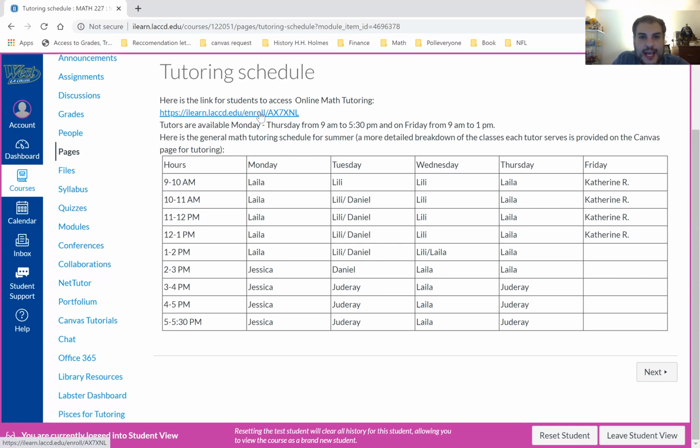So in order for you to schedule online math tutoring, you have to go to ilearn.laccd.edu/enroll/AX7XNL. And here are the tutors that they have available. If you go to this link, it will tell you which math each tutor tutors, because not all of them are going to be tutoring math 227. You don't want to go to a tutor that doesn't tutor statistics because usually it won't work out very well for you.